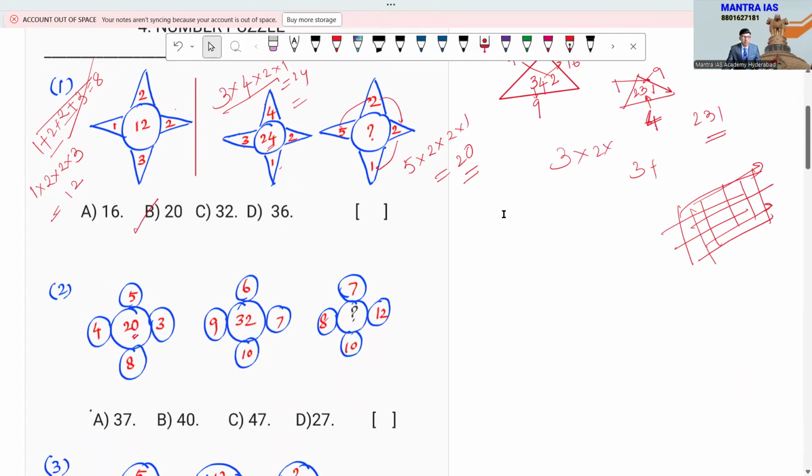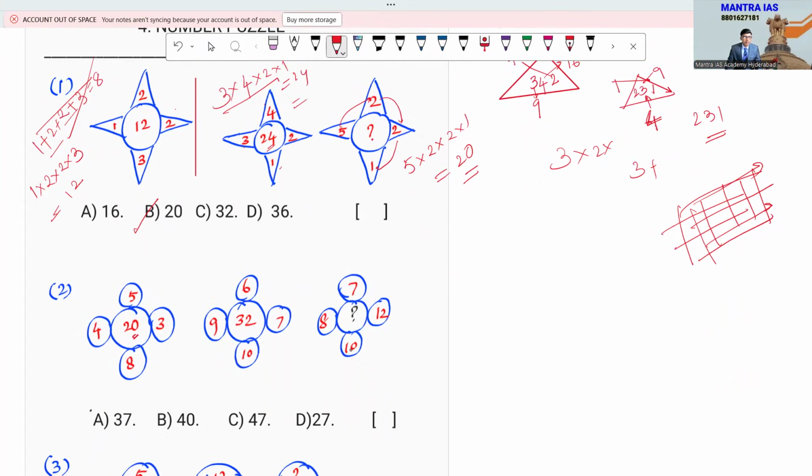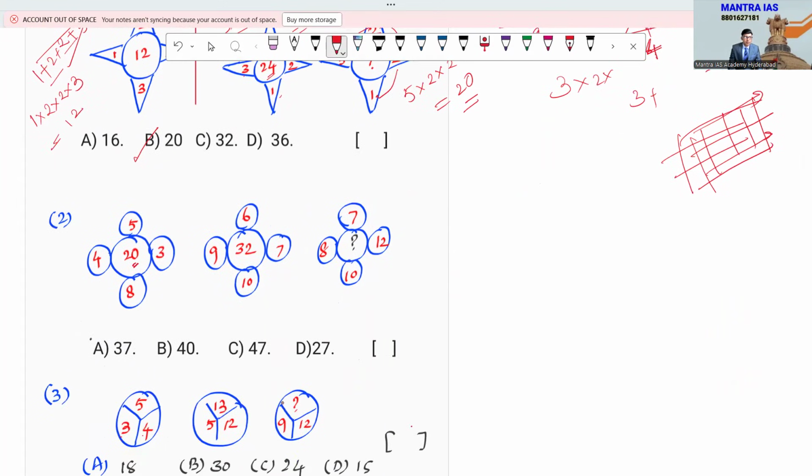Then the second question, observe here. The middle number is 20. And the other numbers are 4, 5, 3, 8, 9, 6, 7, 10 and 8, 7, 12, 10. So what comes here? Previously I multiplied all the numbers. But because 20 is a small number, I'll first try adding all these digits. 4 plus 5, 9 plus 3, 12 plus 8. Yes, possibility. I got 20.